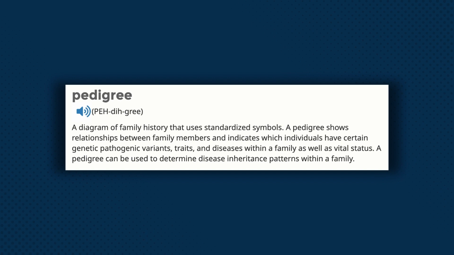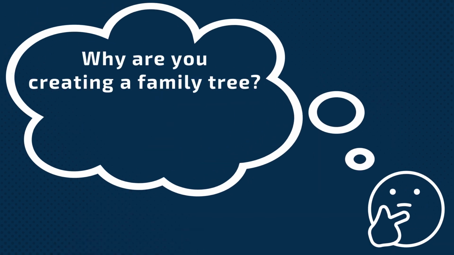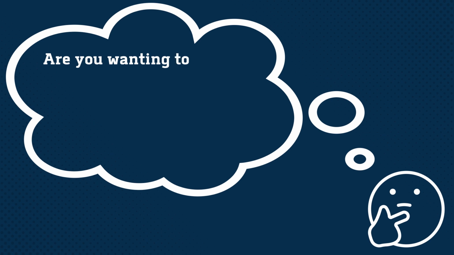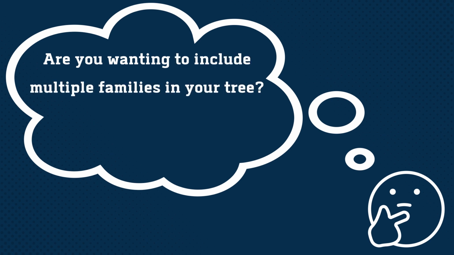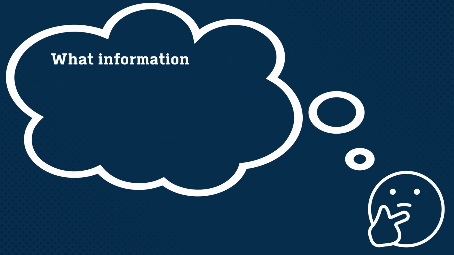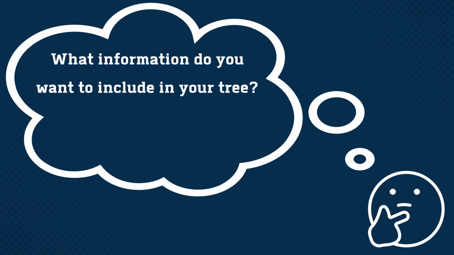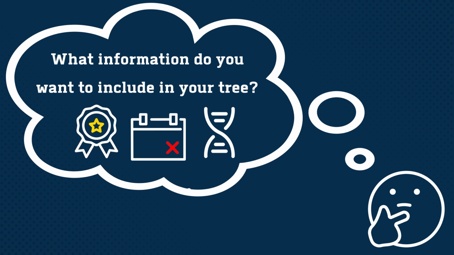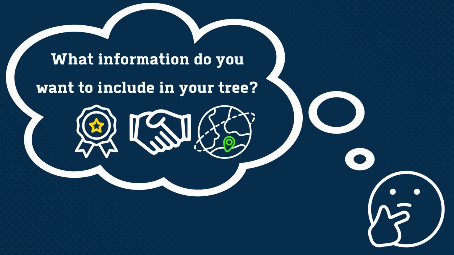Some things to determine before beginning your tree are: why are you creating a family tree? Are you mapping a specific trait? The family history? Creating an heirloom? Are you wanting to include multiple families in your tree, such as the families of members who are married into the family? What information do you want to include in your tree? This could include ages, birth or death dates, specific genetics, major accomplishments, relationships, locations, name inheritance, and many more.